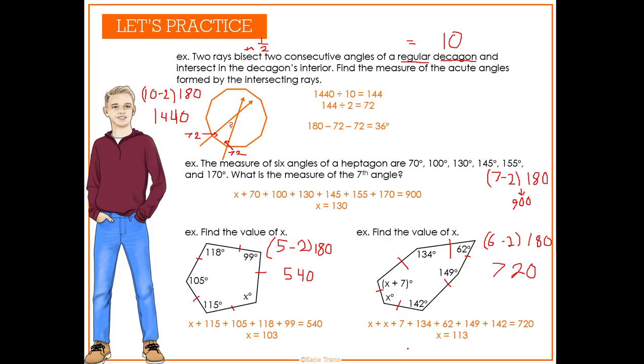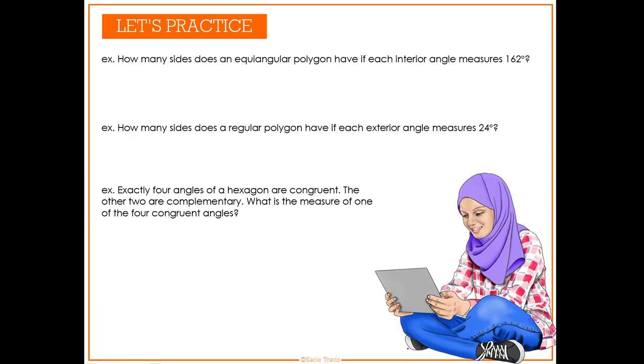All right, home stretch, people. We got 3 more to look at. First one, how many sides does an equiangular polygon have if each interior angle is 162? So they told us what each of the interiors were. Do we know how to get the interiors just off the rip? Probably not. But we do know how to find the total.